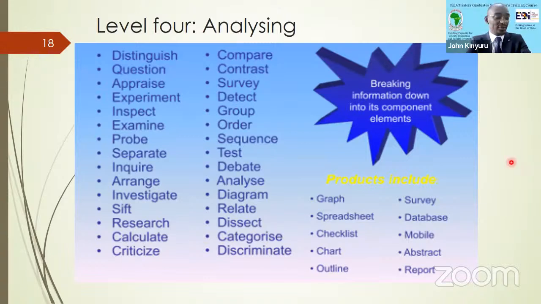So analyzing. This is now the level where really we expect our graduate students to start. Okay. You want at this level for them to be able to analyze issues, to analyze situations, to analyze experiments, to investigate, to criticize, compare, to relate, to discriminate, to categorize, okay? So this is the level where they'll need to start looking at literature.